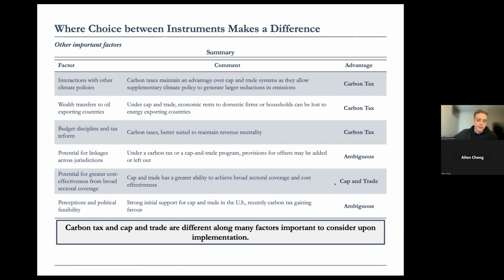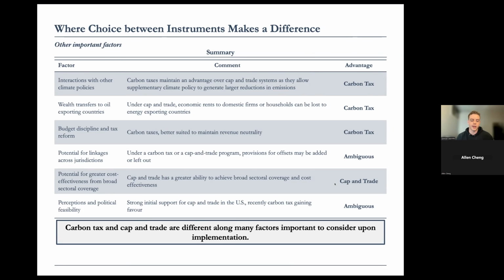Now, the paper goes on to consider other important factors and other points of differentiation between the two, finding some ambiguity among some aspects. But to quickly run through what the author discusses, the first being interactions with other climate policies. So the author finds from previous literature, as well as general economic intuition, that carbon taxes maintain an advantage over cap and trade systems, as they allow supplementary climate policy to generate larger reductions in emissions. Cap and trade systems don't seem to have any really significant synergies with other climate policy initiatives. And so carbon taxes have the advantage under this factor.